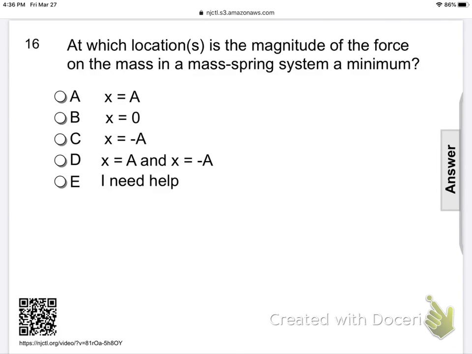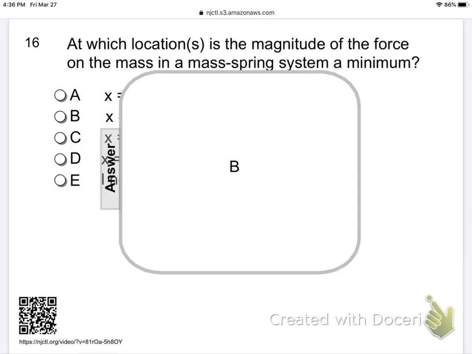Now they want to know at which location is the magnitude of the force on the mass in a mass spring system a minimum. So where is there a minimum force? Well, you want it where the spring is not compressed and where it's not stretched. And that would be the equilibrium point.